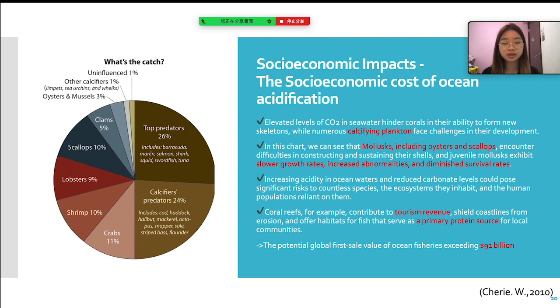Increasing acidity in ocean waters and reduced carbonate levels could pose significant risks to countless species, the economic systems they inhabit, and the human population's reliance on them. Coral reefs, for example, contribute to tourism revenue, shield coastlines from erosion, and offer habitats for fish that serve as a primary protein source for local communities, reaching the potential global first sales value of ocean fisheries exceeding 91 billion.